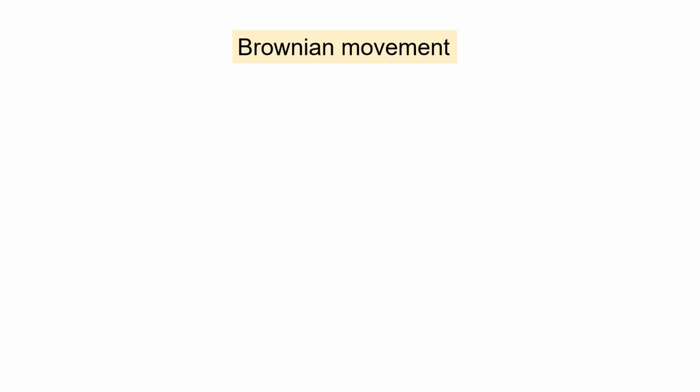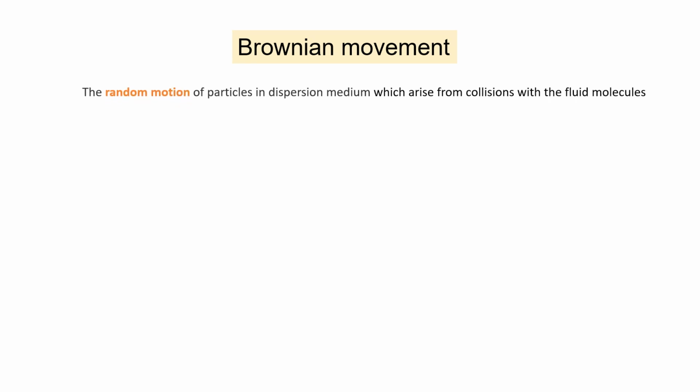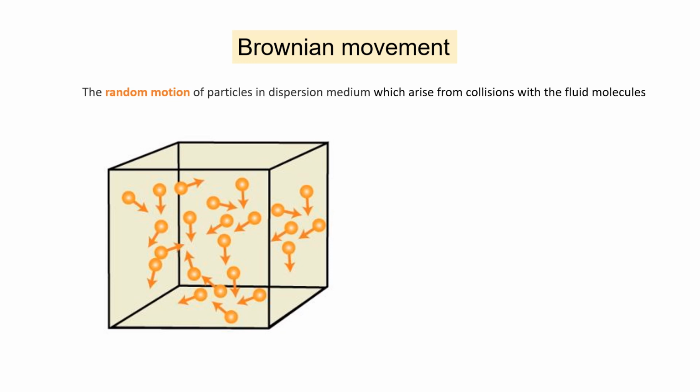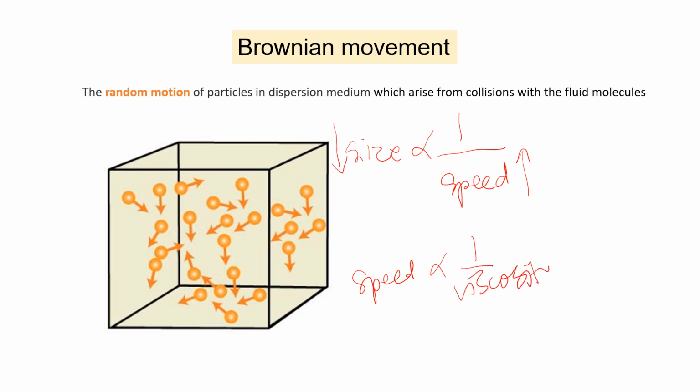Brownian movement, also called Brownian motion, is defined as the random motion of particles in a dispersion medium which arises from collisions with the fluid molecules. In this case, the size of the particles is inversely proportional to the speed of the collisions. If the size of the particle is much smaller, the speed of the collisions among the fluid molecules increases. Lighter particles obtain greater speeds from the collisions. The speed of the collisions is also inversely proportional to the viscosity of the solution.